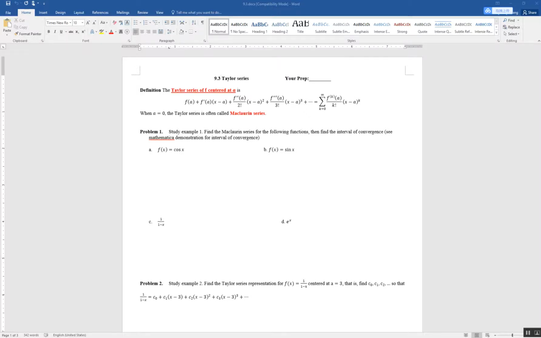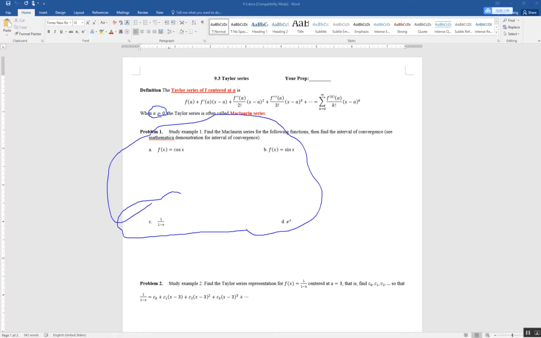In this section, we begin to discuss Taylor series, a special type of series. In the first section, we discussed Taylor polynomials. The only difference is that in a series there are infinitely many terms. They will never stop, right? And this is the formula we are going to use. A special case is when a is 0, which is the so-called Maclaurin series. And we practiced that in class for all these problems.